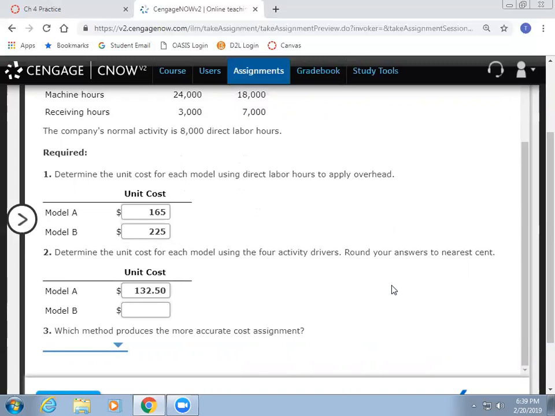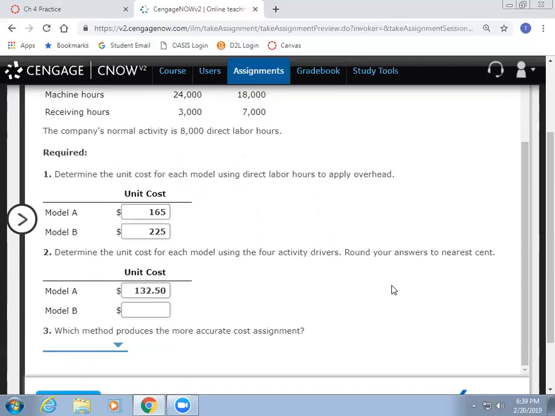Yeah, it's a pain, right, to do all the math. But again, in the real world, you wouldn't have to do it all by hand. We just torture you in college, right? You get a much more accurate cost.